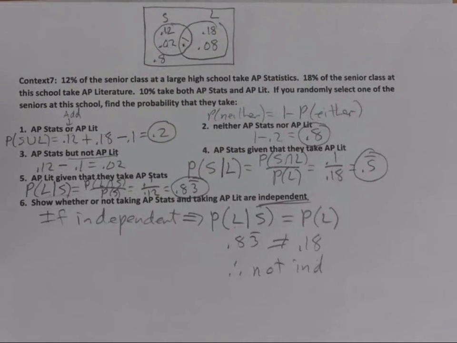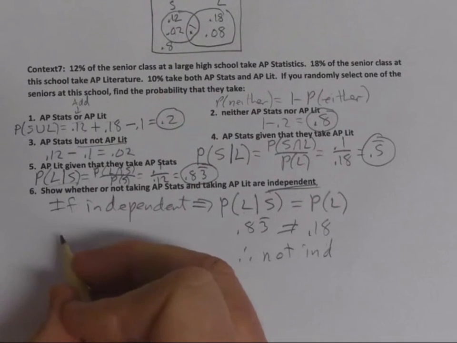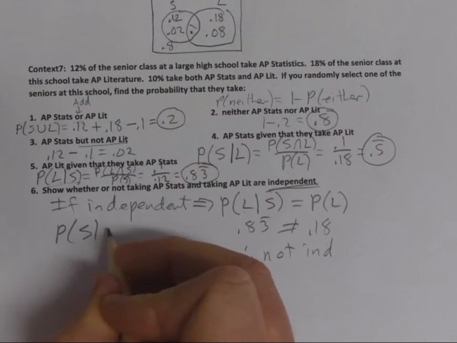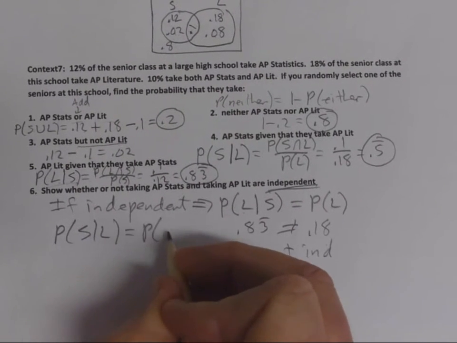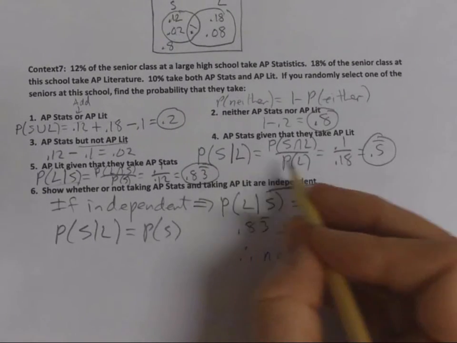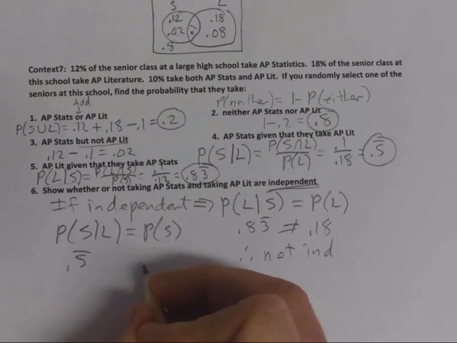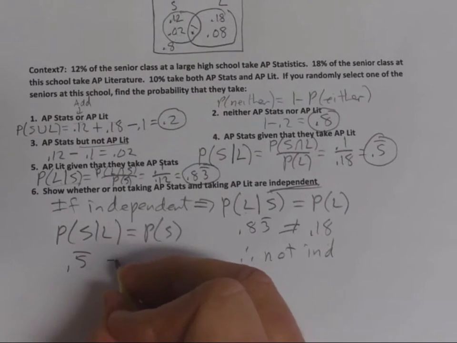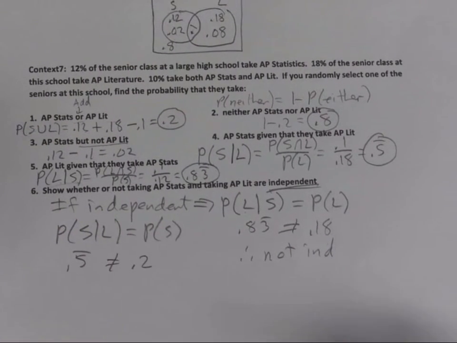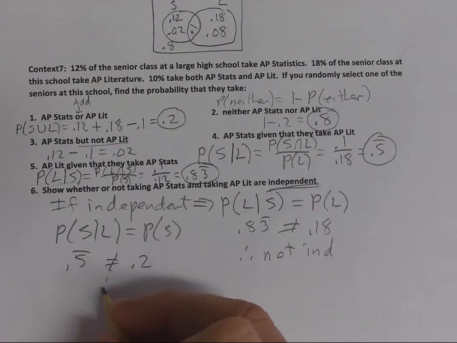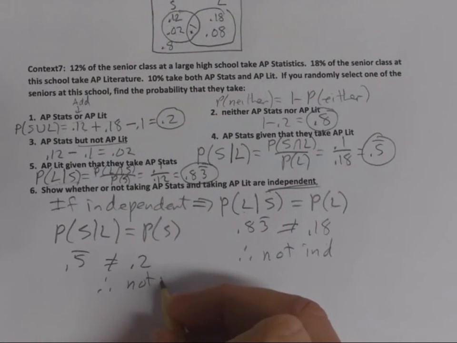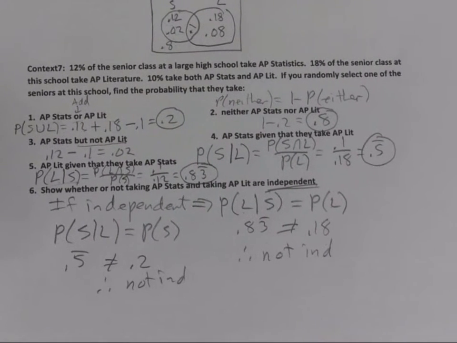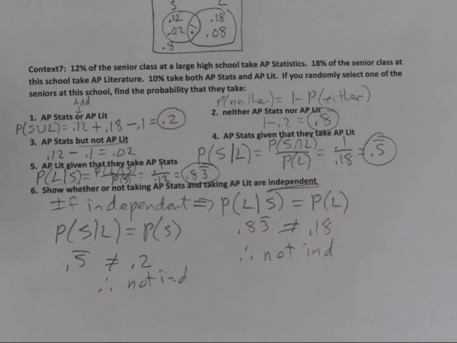Of course, the other way you could do it is go in the other direction. If they're independent, the probability of Stats given Lit is just going to be the probability of Stats. The probability of Stats given Lit is 0.5 repeating, and the probability that someone takes Stats in general is 20%. That also shows they're not independent, because the occurrence of one changes the probability of the other one. If someone takes Lit, their probability of taking Stats went up from 20% to like 56%.